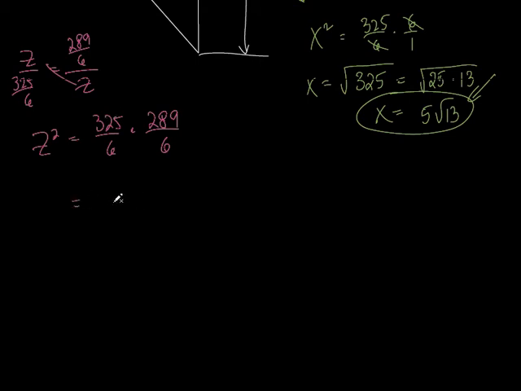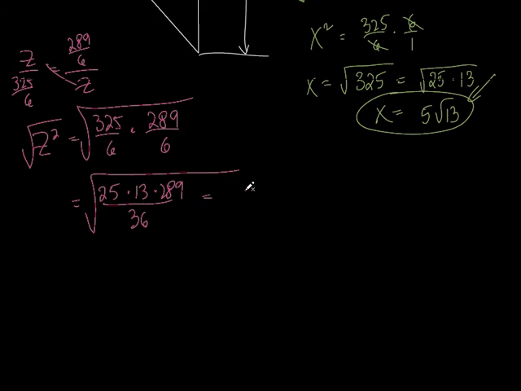All right, so watch, let's just do it like this. 6 times 6 is 36. What times what is 325? 25 times 13. And then 289. But what are we going to do? We're going to take the square root of all this. This is easy. It seems like a lot of extra steps, but it's really not that big of a deal.